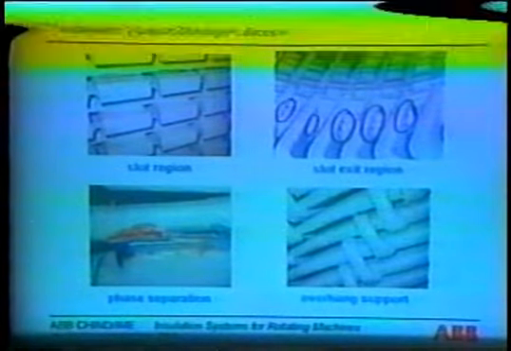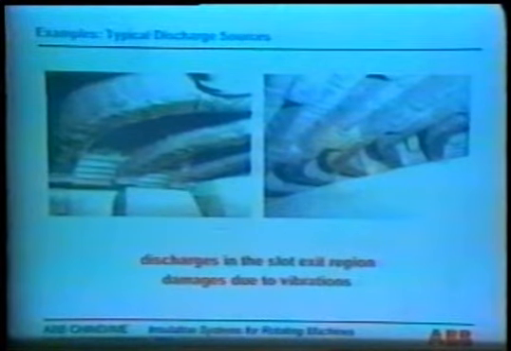This shows you an example for slot discharges. You see here these indications for the discharges. On the right side, there is an example for slot exit discharges. And here we can see discharge sources within the phase separations and discharges in the overhang support system of the end winding. The next example shows you typical discharge sources within the slot exit region of a hydro generator due to some damage because of vibrations of the bars.